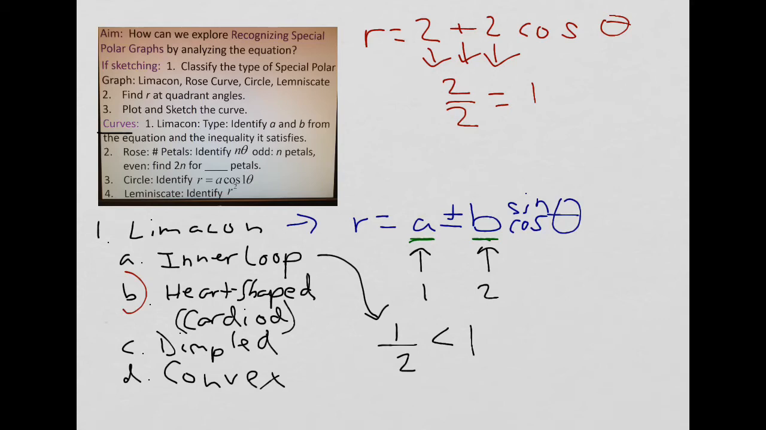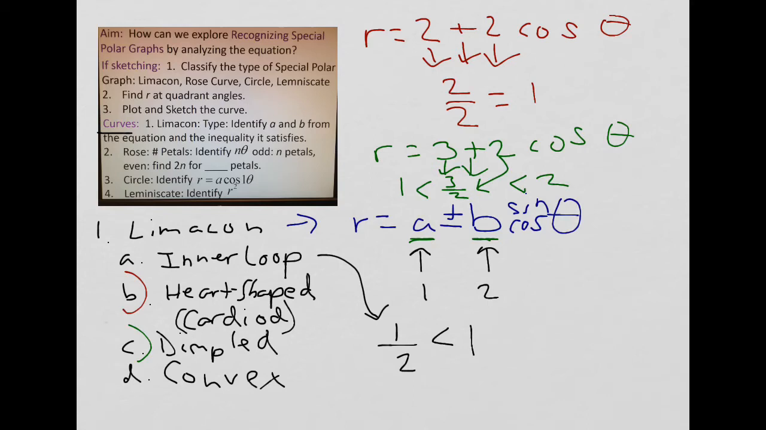So let's go to c. So let's say your equation is this one. We know it's a limaçon, and we're going to take a and b, divide them. I'm squeezing it in here. 3/2 is between 1 and 2. When your fraction is between 1 and 2, it is a dimpled limaçon.